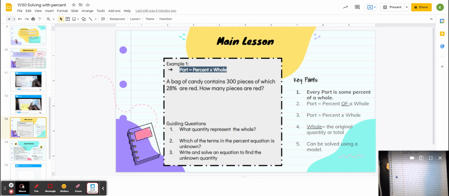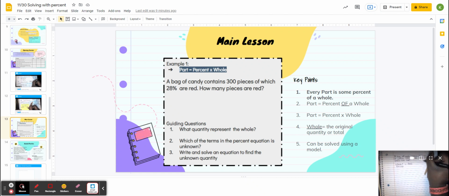Okay. So first things first, what quantity represents my whole? Well, of course, if I know that I have a whole 300 pieces come into the bag, then 300 will be my whole. What term would I know is my percent?